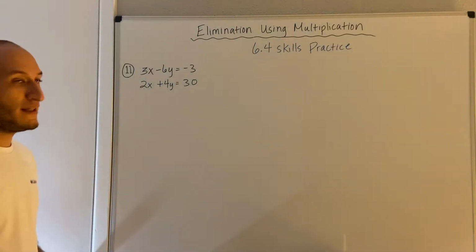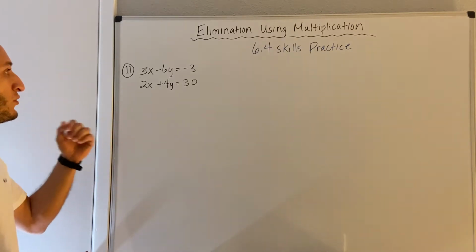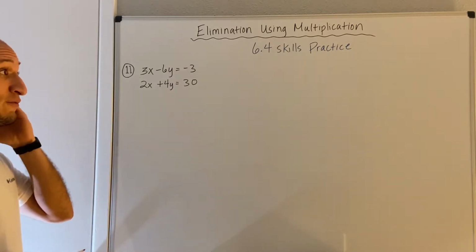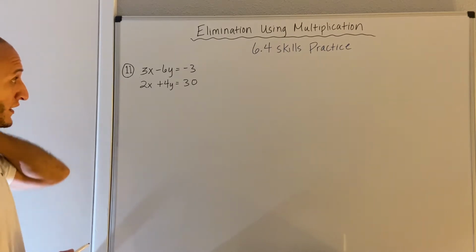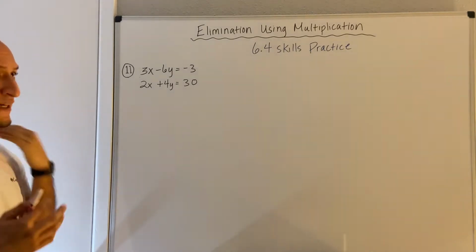Hello class, this is Elimination using multiplication. This is all for your book chapter 6 lesson 4, and this is an example off of your homework, the 6.4 skills practice. Okay, so let's work on this example so you could get an idea of how to solve these problems.